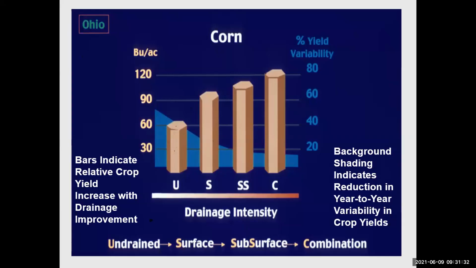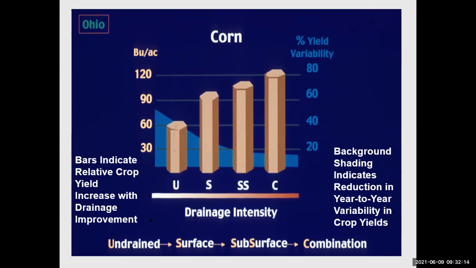To further illustrate the ability of drainage improvement, what I've done is taken his data and plotted it as a bar graph here. The U is, of course, undrained. Then we've got surface, subsurface, and a combination of subsurface drainage and surface drainage. And I'm calling that, in this case, drainage intensity or intensity of improvement. So this just illustrates the yield advantages when you do that drainage improvement on farmland on these types of soils.